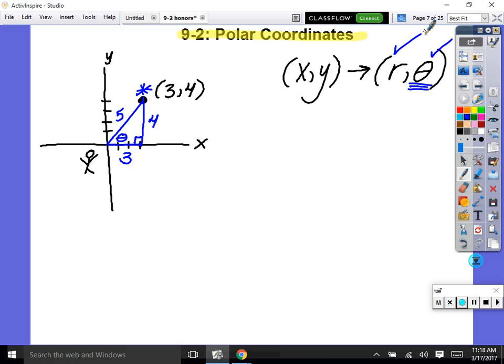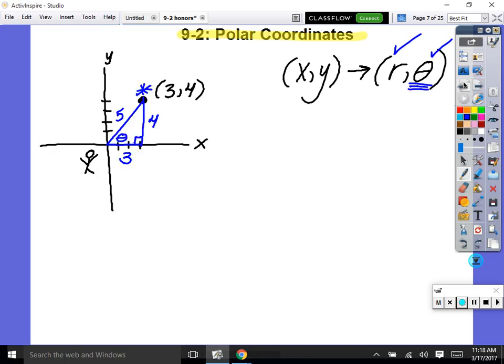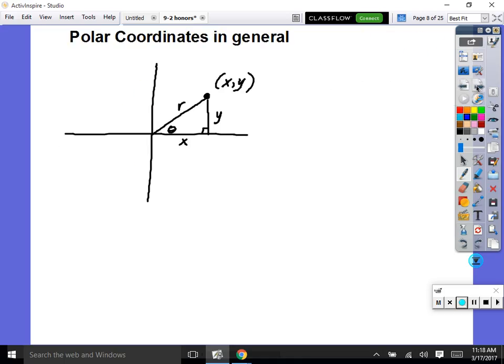Yeah. We'll talk about it in a minute, but I'm not going to get there yet. So now let's talk about it in general. Let's say that it's not exactly the point 3, 4. Let's make it general because we're going to use these formulas. If we go out some distance for x and up some distance for y, that arrives us at a point. That would be our rectangular point x, y. But let's write a general equation for r, theta. So we're going to list down some formulas. So think about it, guys.